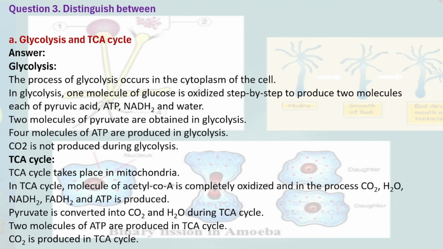Two molecules of pyruvate are obtained in glycolysis, and pyruvate is converted into CO2 and H2O during the TCA cycle. Four molecules of ATP are produced in glycolysis and two molecules of ATP are produced in the TCA cycle. CO2 is not produced during glycolysis, and CO2 is produced in the TCA cycle.